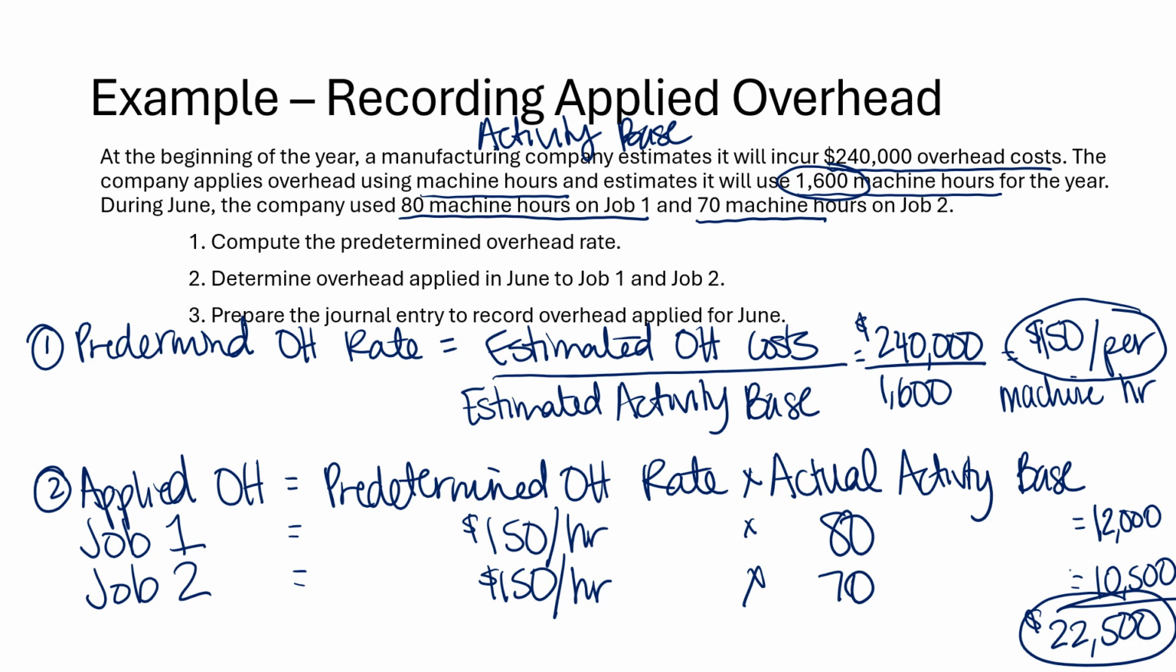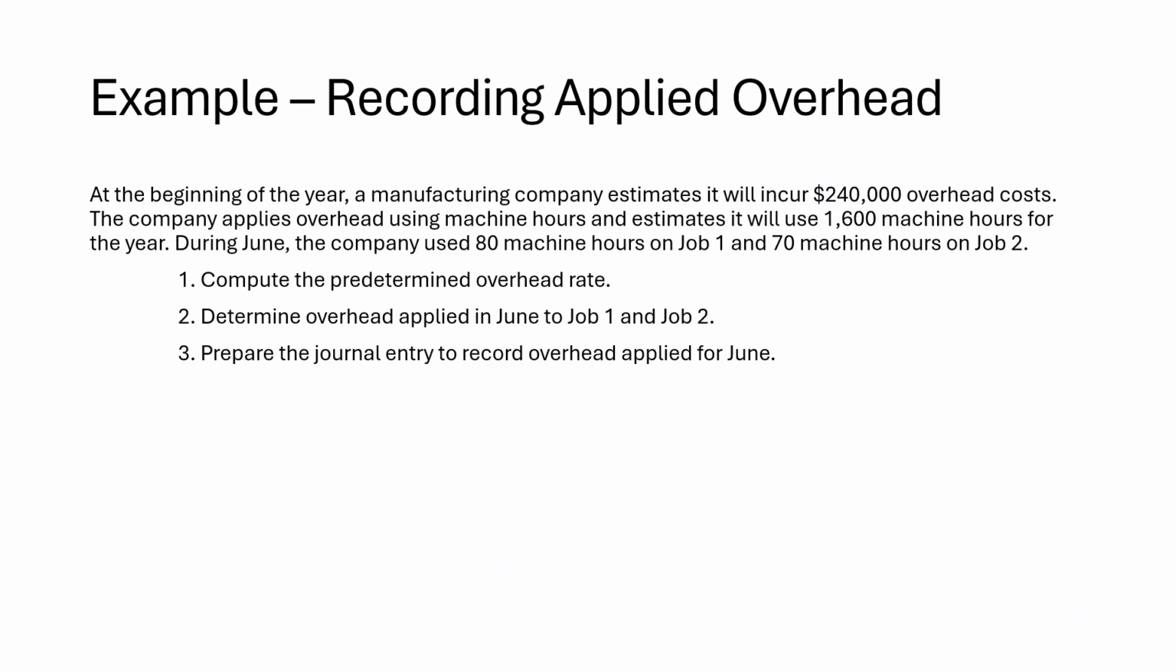So I'm going to move forward to the next slide for us to do part 3 here. Remember the 22,500 number. Now for the journal entry. Remember the number that we just calculated for total applied overhead was $22,500. So we need to record the journal entry for that applied overhead for the month of June.